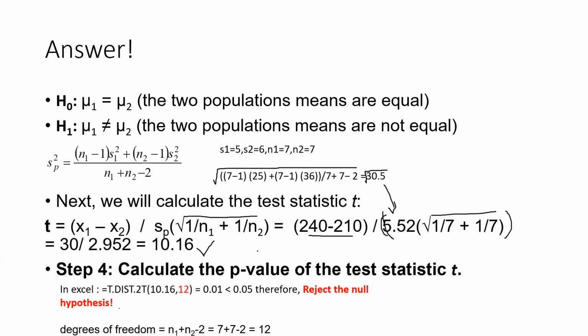I already have the pooled standard deviation and everything. So now I need to calculate the probability for the t-test. So I would type equal to T.DIST.2T. So I put the t-value, which is 10.16, comma, I need to calculate the degrees of freedom, which is 7 plus 7 minus 2, which is 12, and then calculate the probability. So this probability is 0.01, which is smaller than 0.05. Therefore, I should reject the null hypothesis and say the population means are not equal.